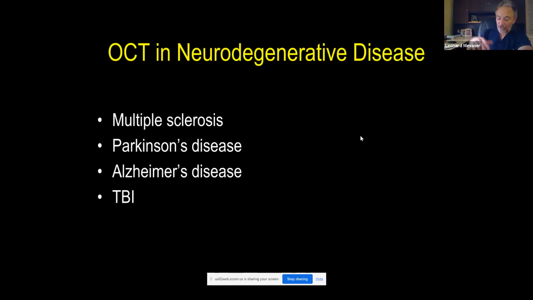Perfect. All right, so I'm not sure how much of this I'm going to be able to get through, but at the very least I'll get through the top one, and that's OCT and neurodegenerative disease. I think the most compelling is the first one on the list, and that's multiple sclerosis.